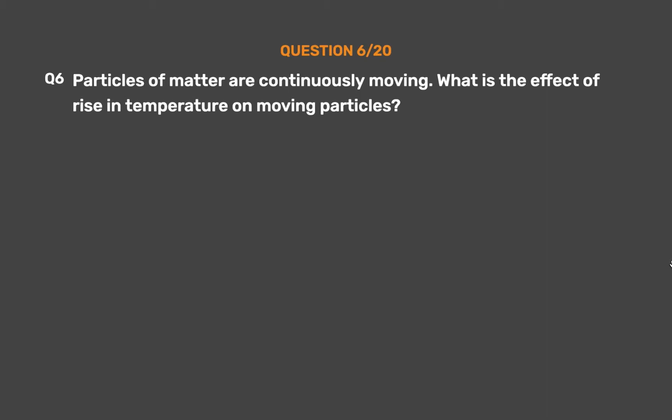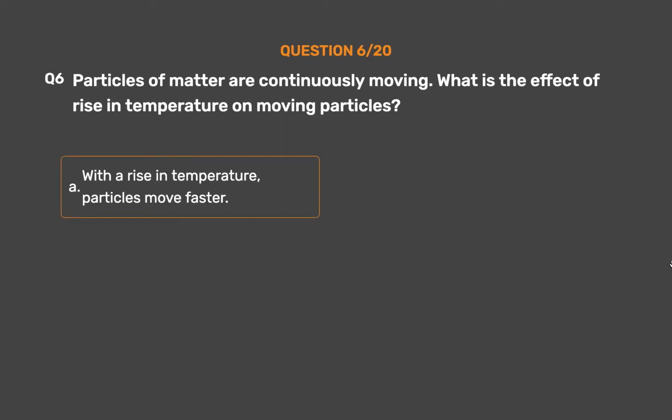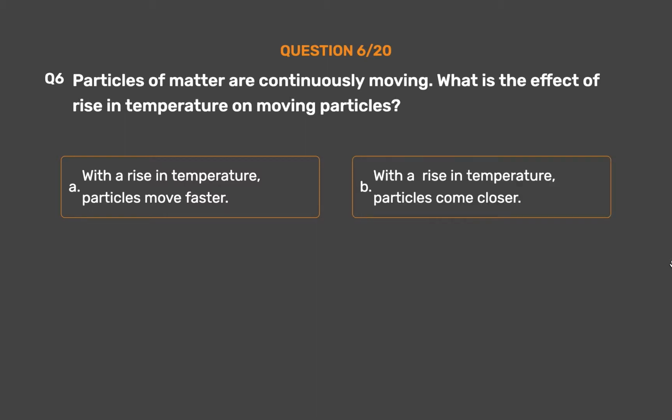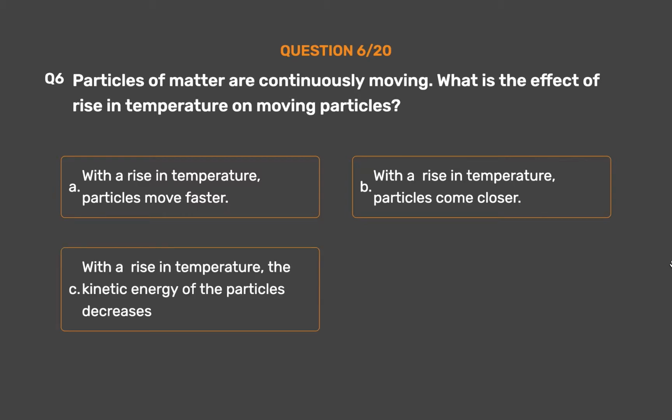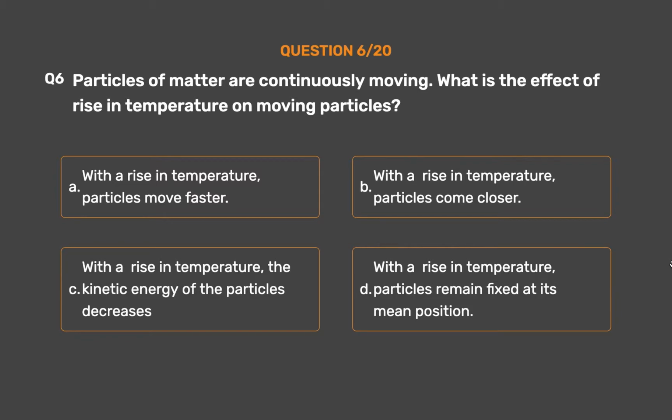Question number 6. Particles of matter are continuously moving. What is the effect of a rise in temperature on moving particles? Option A. With a rise in temperature, particles move faster. Option B. With a rise in temperature, particles come closer. Option C. With a rise in temperature, the kinetic energy of the particles decreases. Option D. With a rise in temperature, particles remain fixed at their mean position.